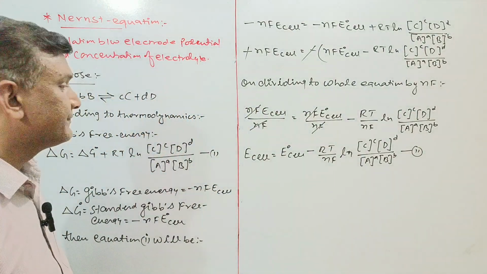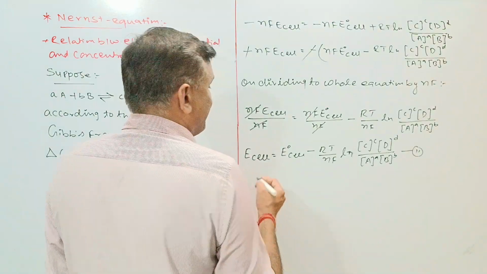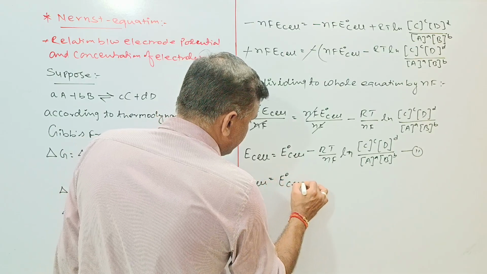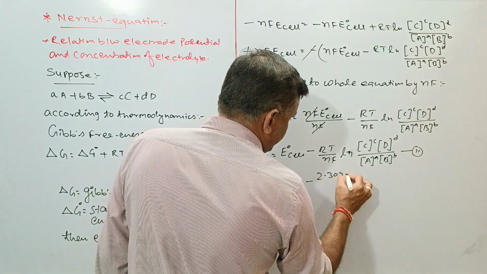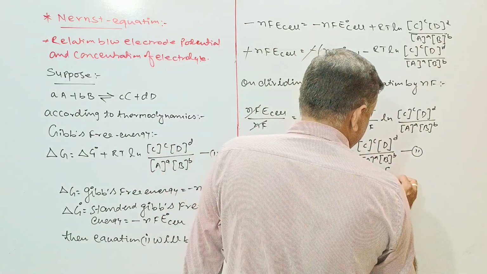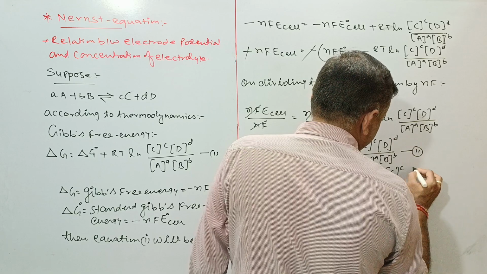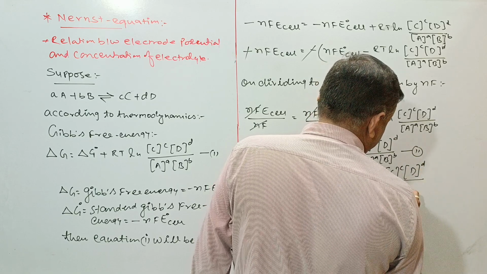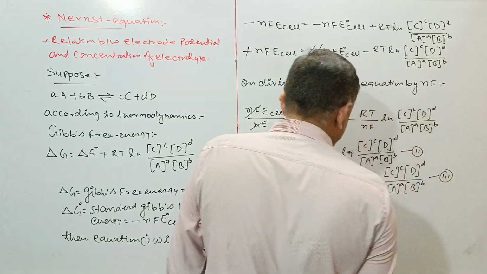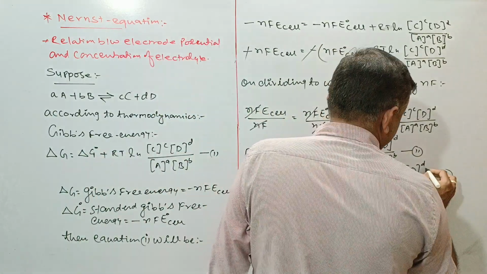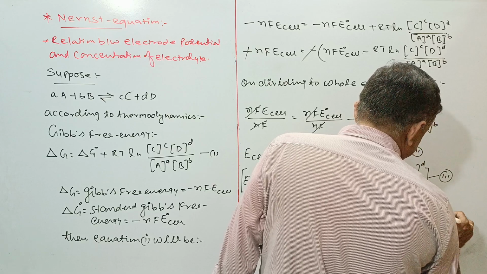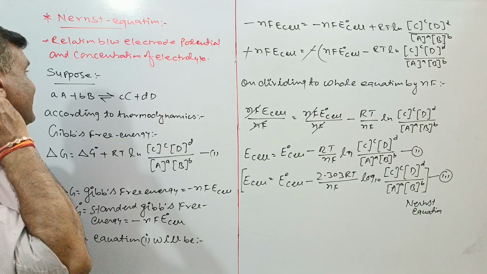Here it is natural log. If you want to change it to log base 10, it will be multiplied by 2.303. So you can say E cell is equal to E naught of cell minus 2.303 RT upon nF, now log base 10, of concentration of product upon concentration of reactant, [A]^a and [B]^b. This is the third equation, and it is called the Nernst equation. This is the first form of the Nernst equation: the relation between electrode potential, or EMF of the cell, and concentration of the half cell.